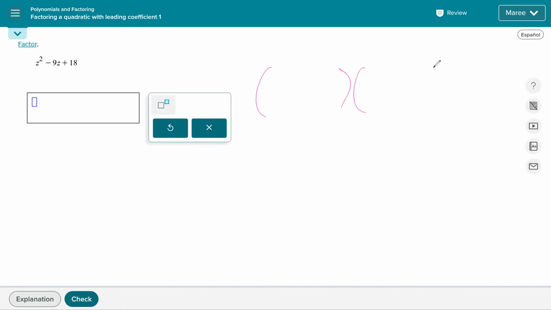So here we start with our parentheses. We put our z in. Then we're looking for two numbers that multiply to get 18, but add to get -9. So 18, I see as 6 and 3. If I add those, I get 9, but I want -9. If I make them both negative, they'll still multiply to be a +18, and then they'll add to be a -9. So I can put those in there.